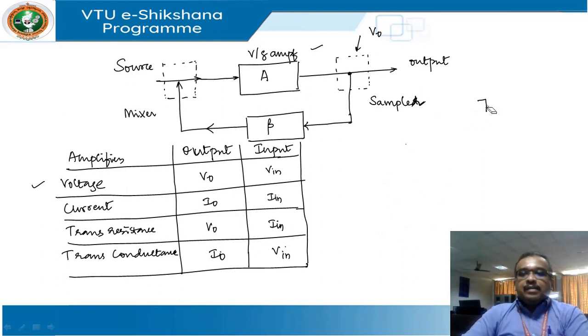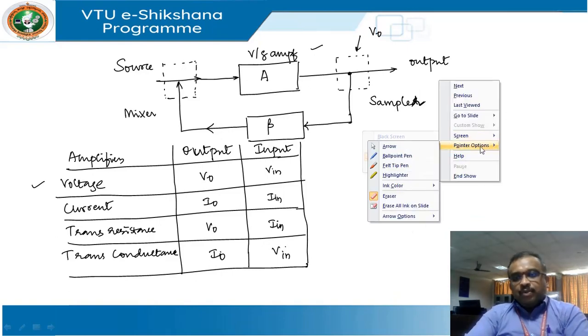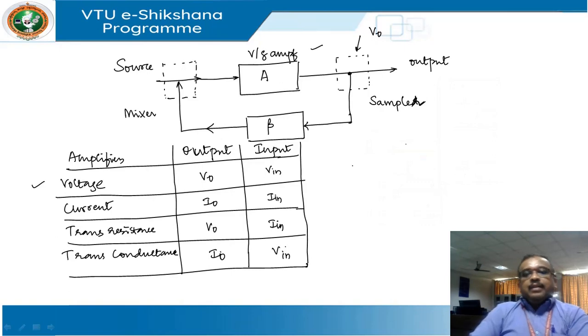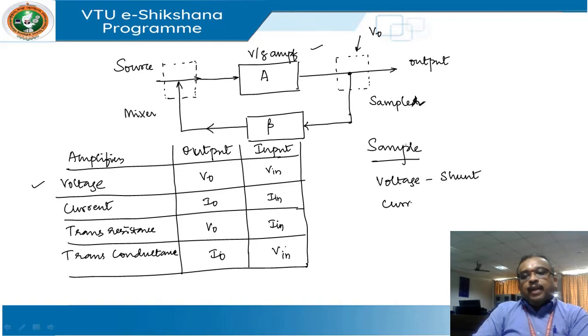So let me write that. All very basic things which all of us know, but I'm trying to just put it in the right way here, that's all. So when I want to sample, let me write it as sample here. When I want to sample a voltage, I'll take it in shunt or parallel. Let me write it as shunt. When I want to sample a current, what will I do? I'll connect it in series.